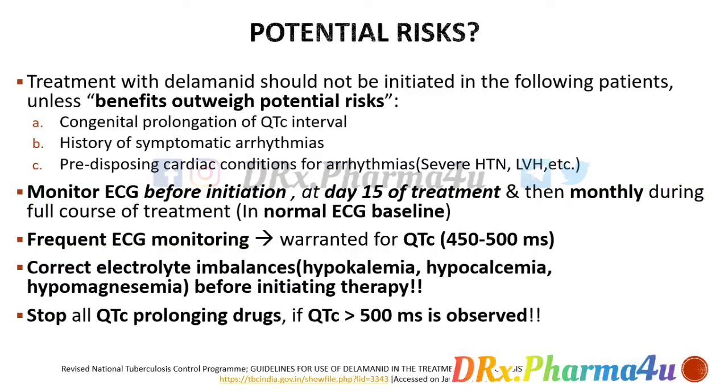So consistently, we have to monitor the ECG. Whenever we give DELAMANID to a patient, before starting the therapy, we should see the ECG of the patient. And then after 15 days of treatment, we should again see the ECG of the patient. And then on a monthly basis. That means it is called baseline. So how should we monitor? First, before giving the drug, we should monitor the ECG. If it is okay, then after 15 days, we should monitor, and then on a monthly basis.